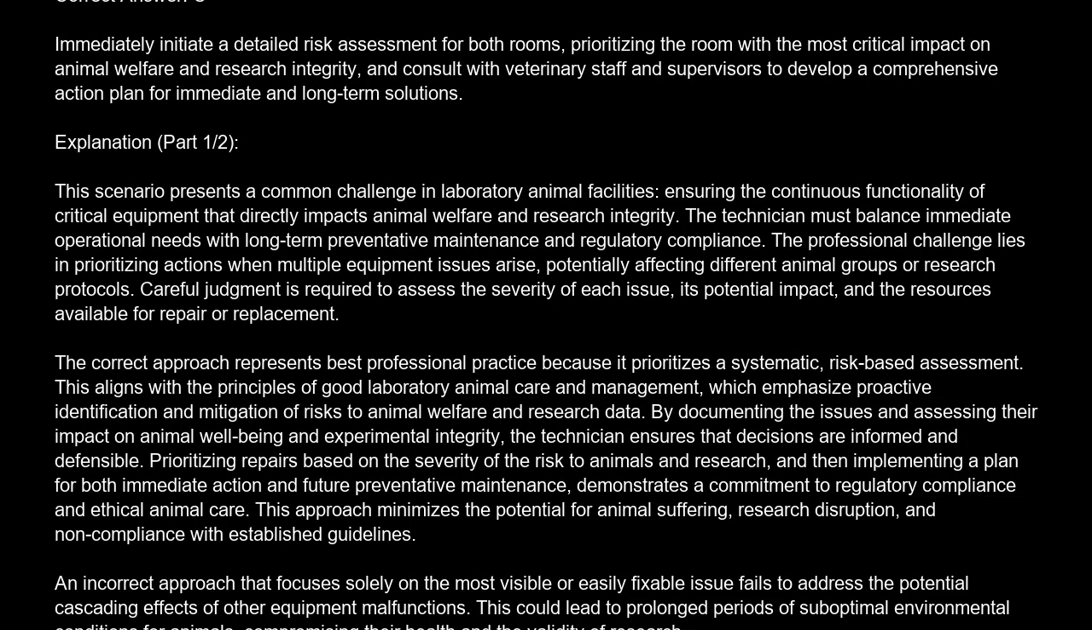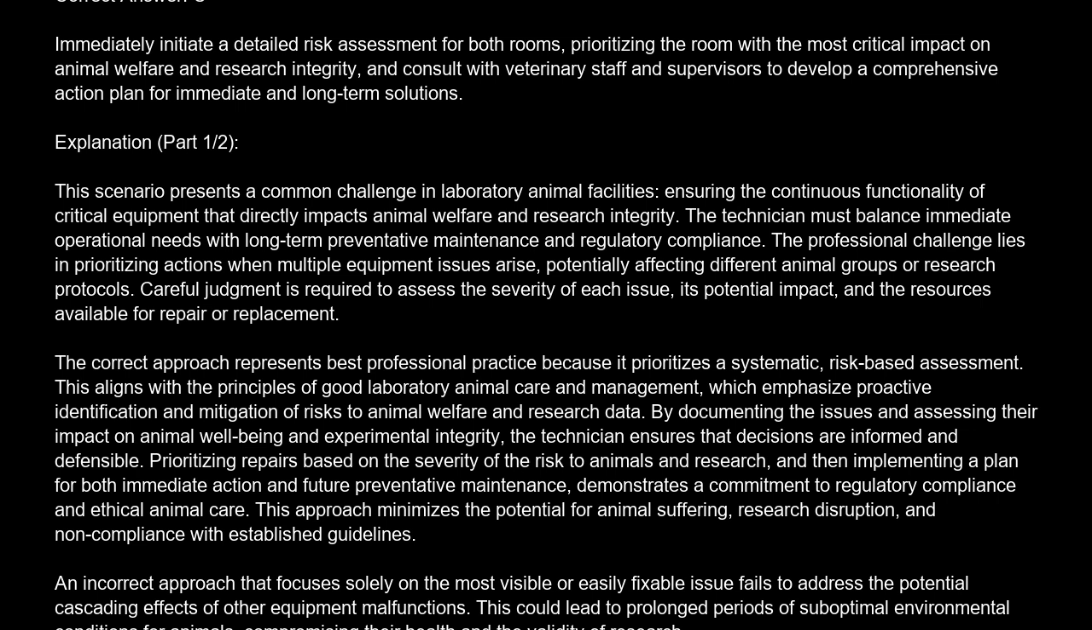The correct answer is C. Immediately initiate a detailed risk assessment for both rooms, prioritizing the room with the most critical impact on animal welfare and research integrity, and consult with veterinary staff and supervisors to develop a comprehensive action plan for immediate and long-term solutions.